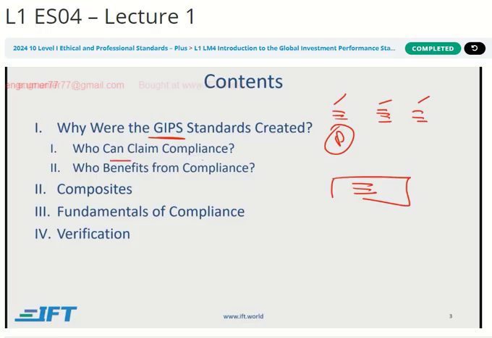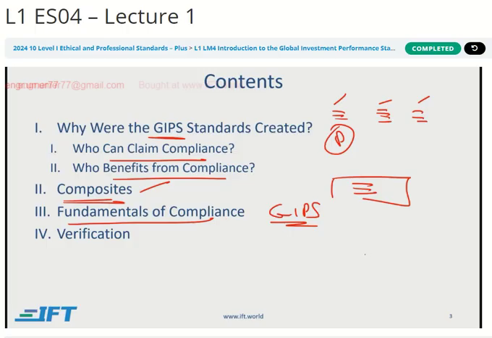We'll talk about who can claim GIPS compliance and then who benefits from GIPS compliance. In the context of GIPS, there is an important concept of composites, and this is very testable. You need to understand what is meant by composites in the GIPS context. Then we'll talk about the fundamentals of compliance. So this is the information at the start of the GIPS document. If you actually go to the website that I just mentioned and download the GIPS document for firms, there you will see the fundamentals of compliance in the beginning. And in this reading, we will talk about those fundamentals.